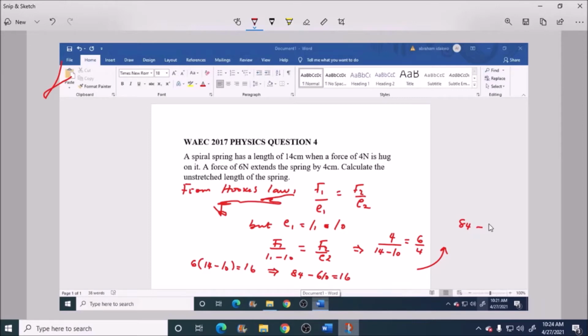So this will give us 68. 68 equal to 6 L0. So if you divide both sides by 6, the original length will give us 11.33 centimeter. So we have been able to calculate the unstretched length of the spring.